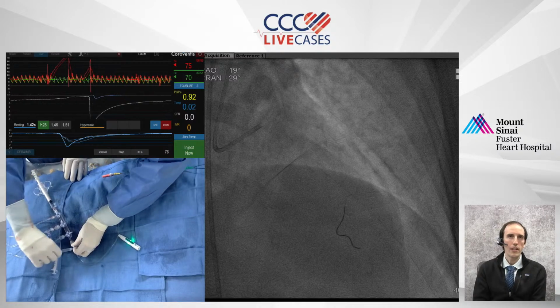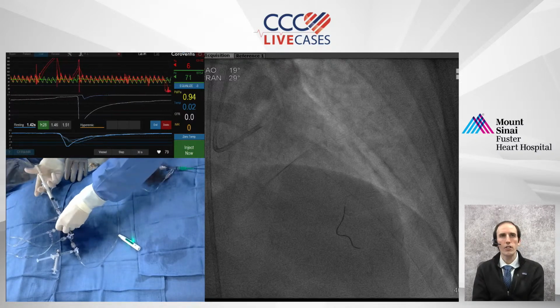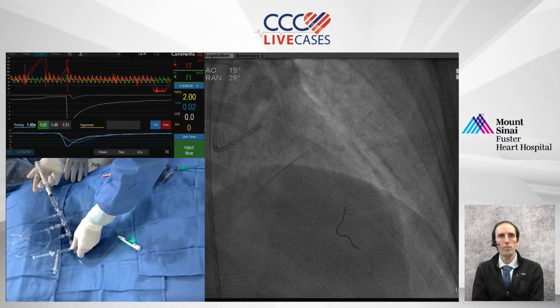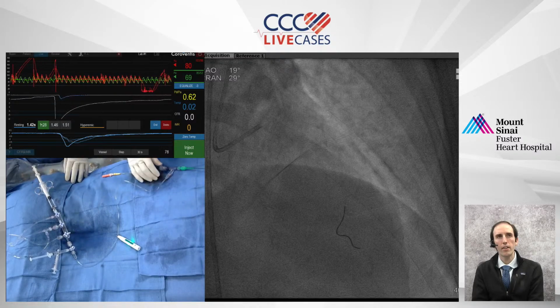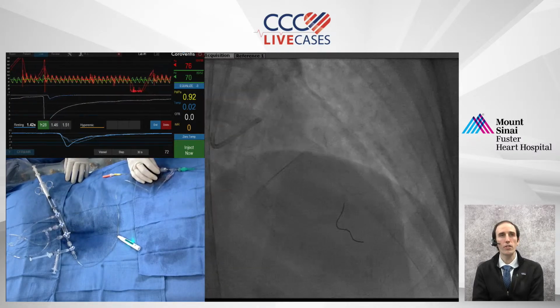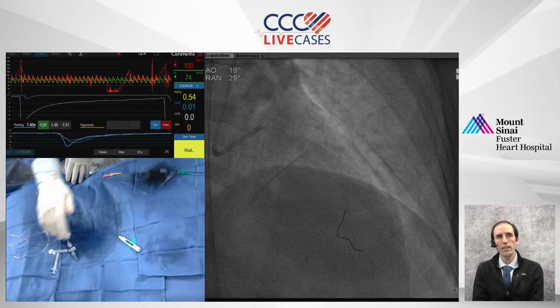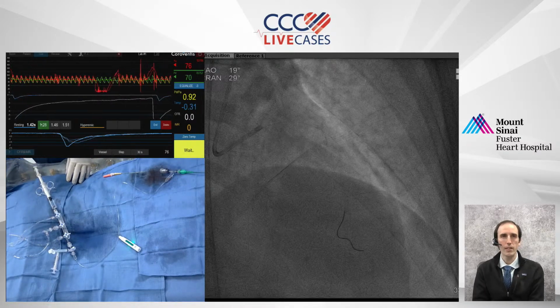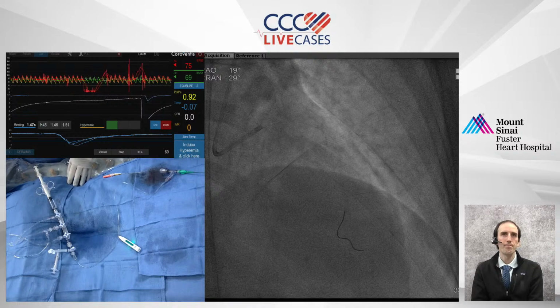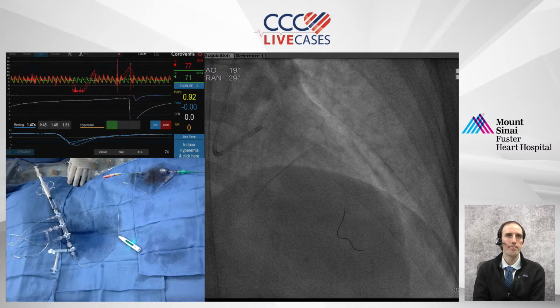And so when the wire is detecting the change in temperature, the computer is then calculating the mean transit time, which is the time it takes for the cold saline bolus to go from the proximal portion of the wire to the distal tip of the wire, or at least the black part of the wire. That's exactly right. Okay, I think we're good. 1.45, 1.46, 1.51. I'm pretty happy with that.